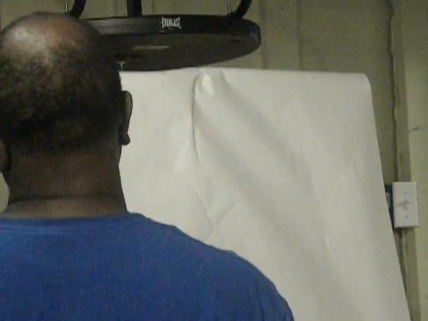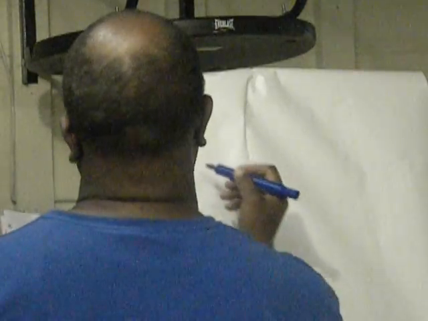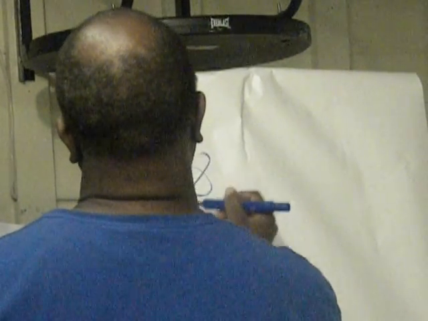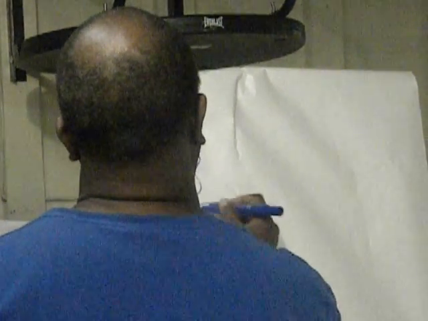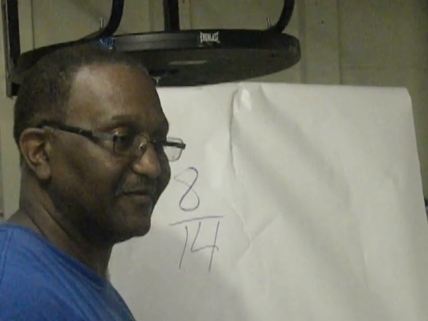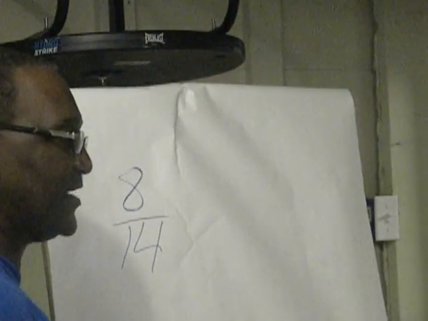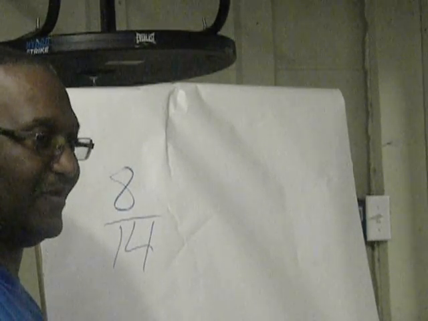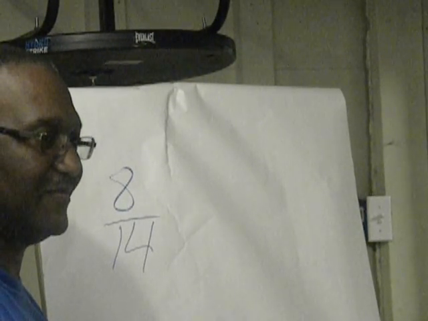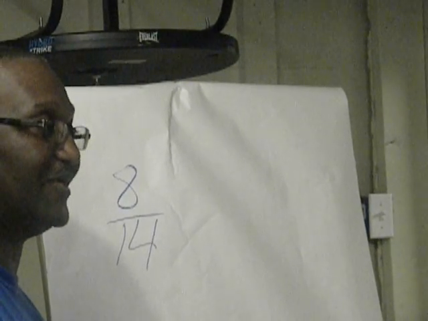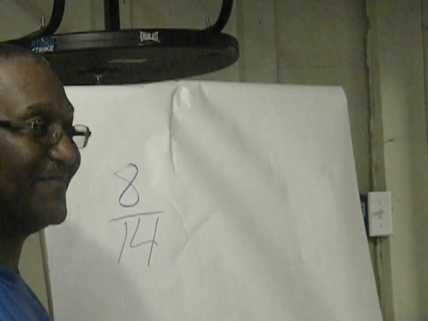One more time. Okay, what we're going to do is called finding the equivalent fraction for the following practice problem. We're going to be using division, okay? So we're going to say 8 over 14. What are we going to do? Find the lowest common denominator. It's 2. How are we going to find it?